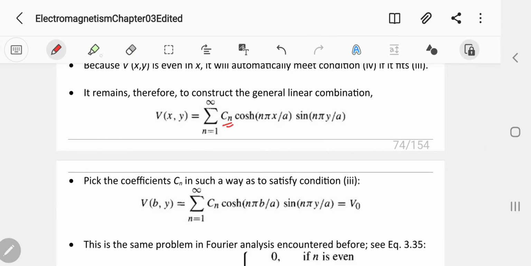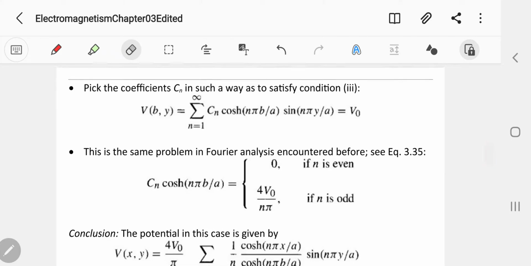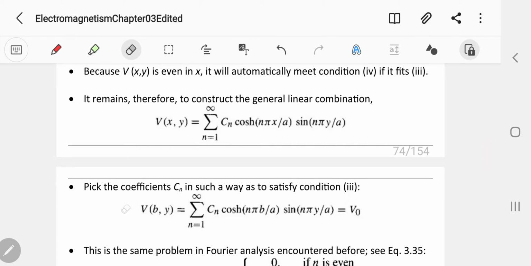So we have to find that Cn. So now we can find it. At x equal to b, we have to set x equal to b. This one is equal to V0. So this one is equal to V0 at x equal to b. So you set this x as b, so that you have a series that is Cn cosine hyperbolic of n pi b over a times sine n pi y over a.